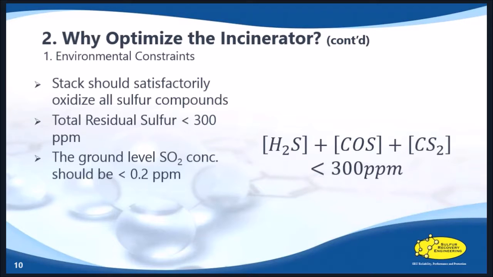The second government constraint is ground level SO2 concentration. At a specific location, we should be less than 0.02 ppm.